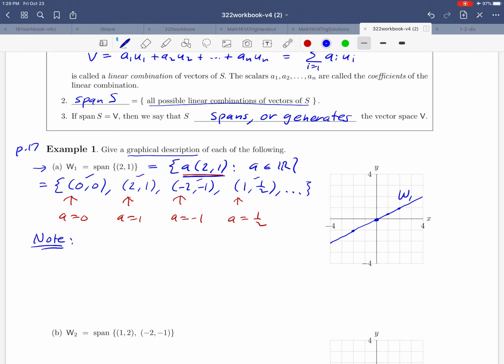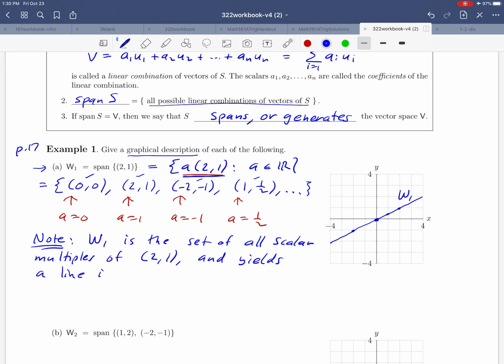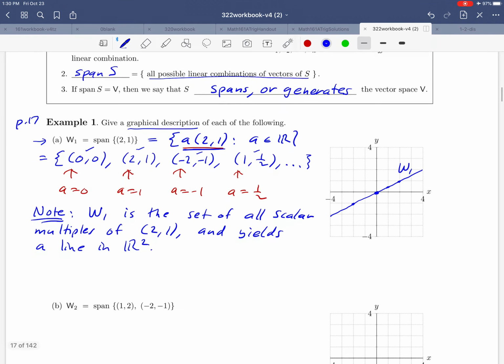So let's make a couple of observations here. First, what we did to get the vectors in W1, we just took scalar multiples of (2, 1). So W1 is the set of all scalar multiples of (2, 1). And then we noticed that graphically, that set yields a line in R2. So there's our first example.